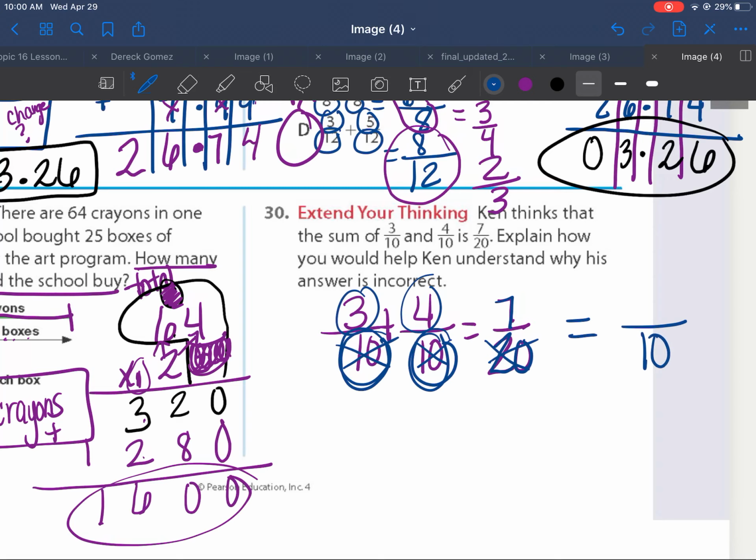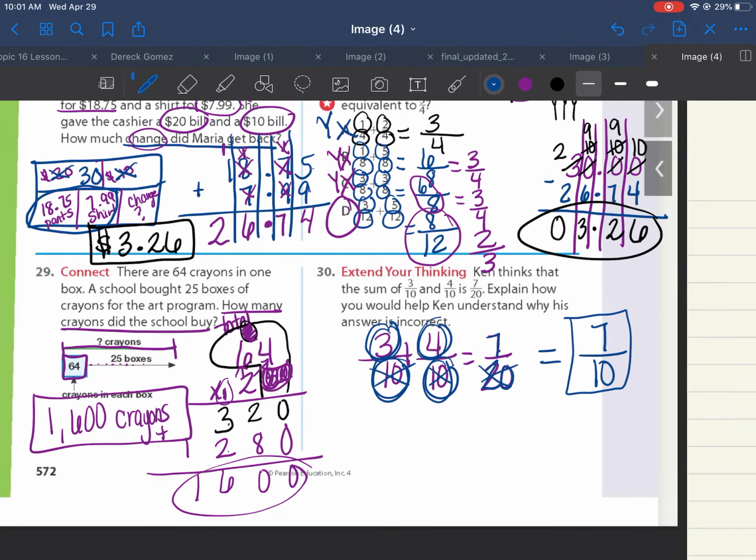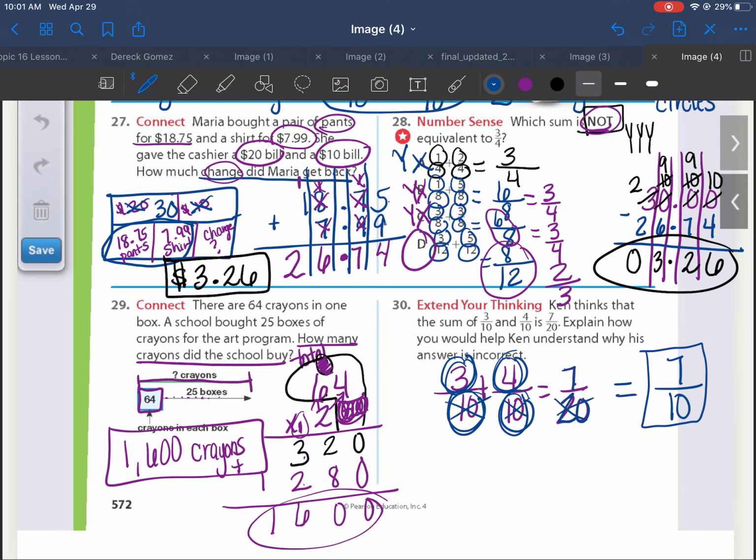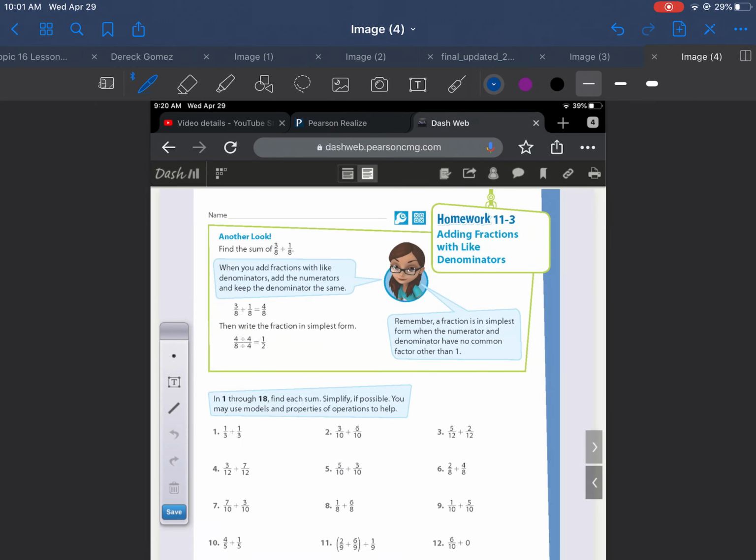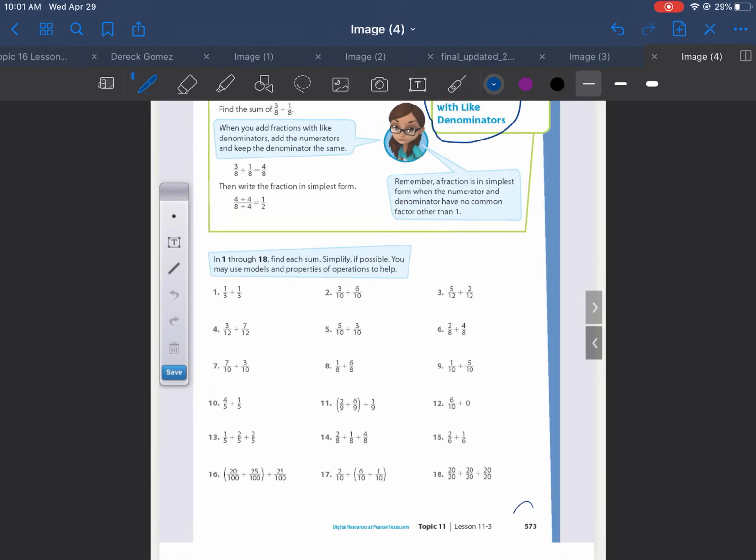Ken, when we're adding fractions, the denominator stays the same because we're not doing anything to the whole. We only want to know the sum of the parts. 3 plus 4 is 7. So my answer would be 7/10. So Ken, we do not add the denominator.